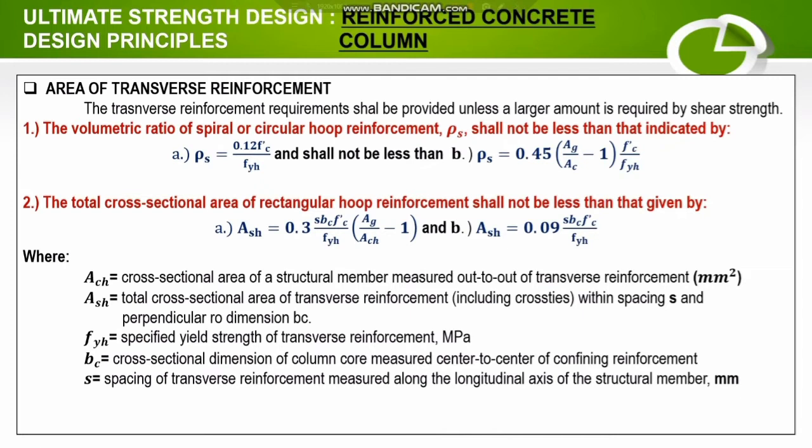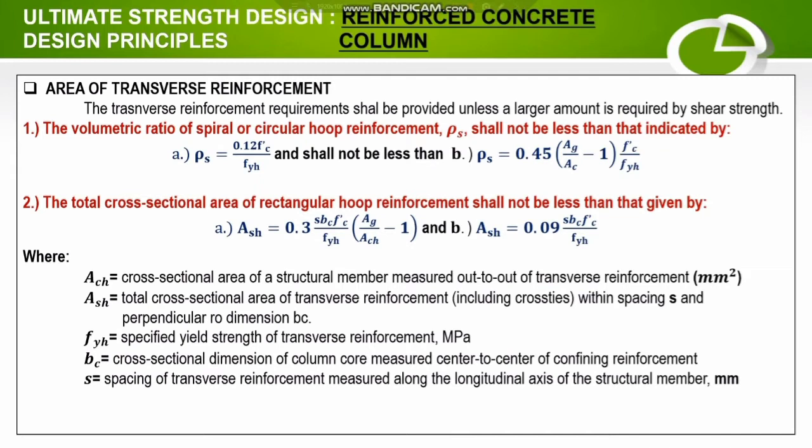A_sh is equal to 0.3 s b_c f'c over f_yh times the quantity Ag over A_ch minus 1, and A_sh is equal to 0.09 s b_c f'c over f_yh, where A_ch is equal to the cross-sectional area of a structural member measured out to out of transverse reinforcement, in terms of mm squared. A_sh is equal to the total cross-sectional area of transverse reinforcement, including cross ties, within spacing s and perpendicular to dimension b_c.